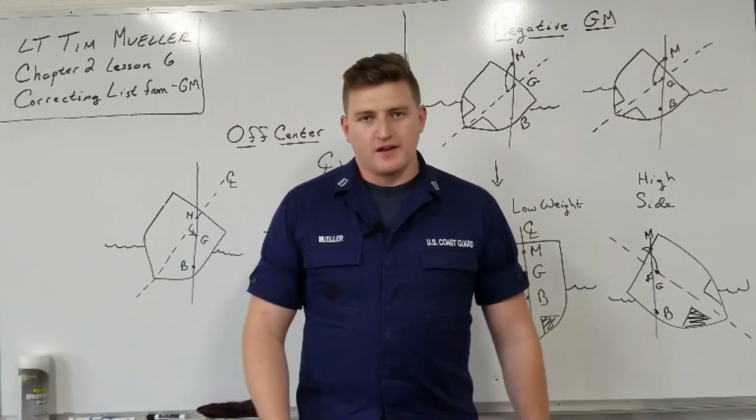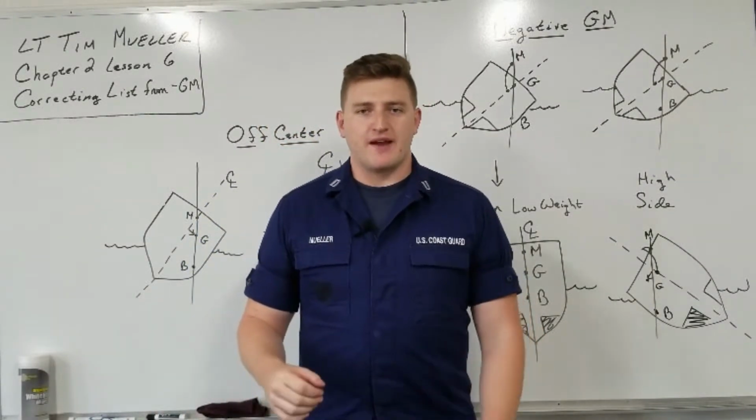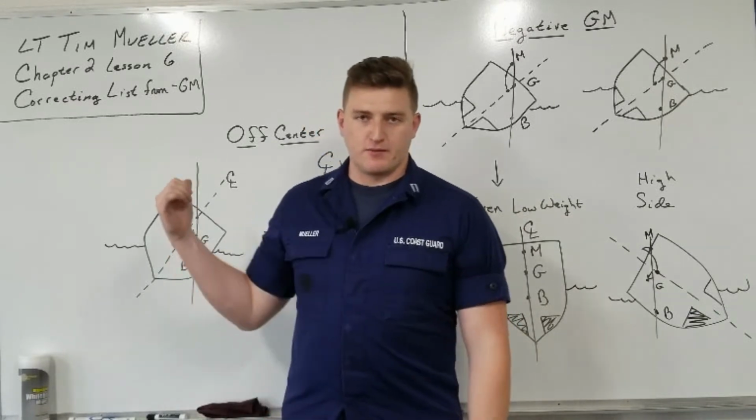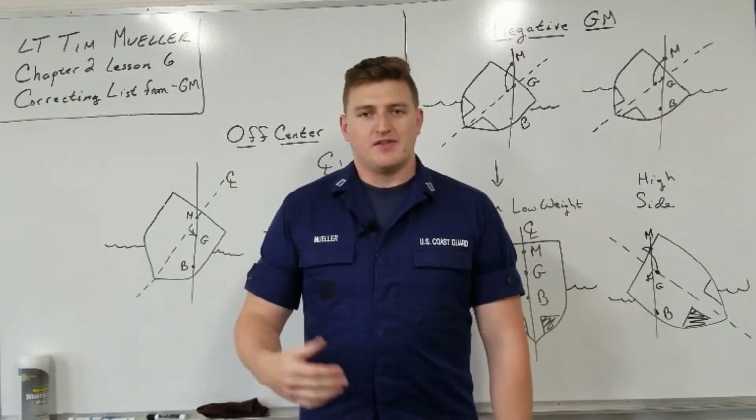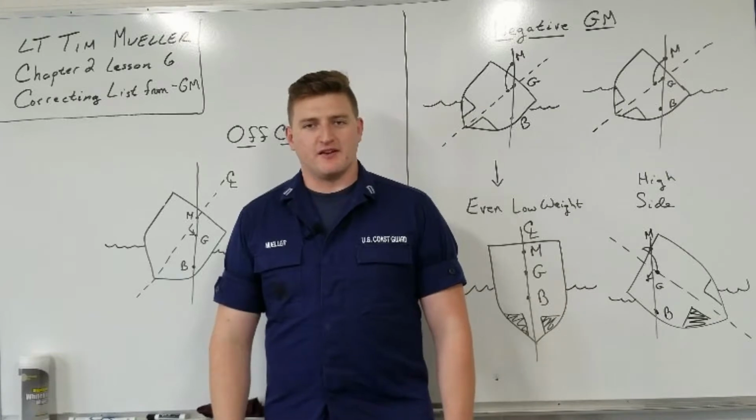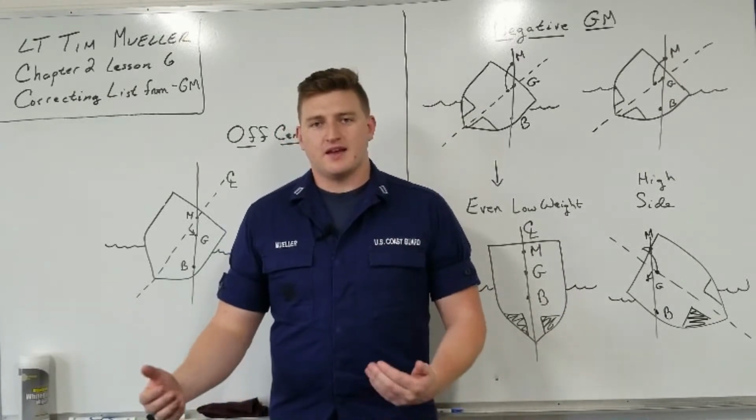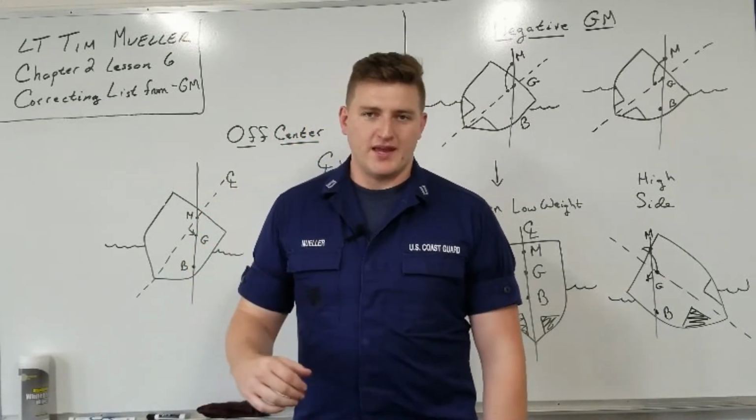All right, so this was a quick little video about correcting list when you have a negative GM situation versus when you have it with an off-center situation. The next video is going to be a summary of what we learned here in Chapter 2, along with a quick example problem that covers everything that we hit in Chapter 2.